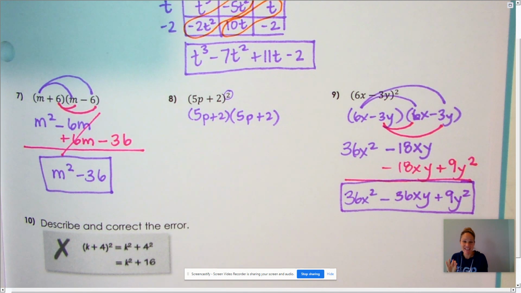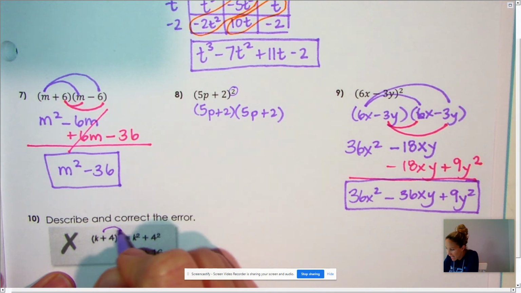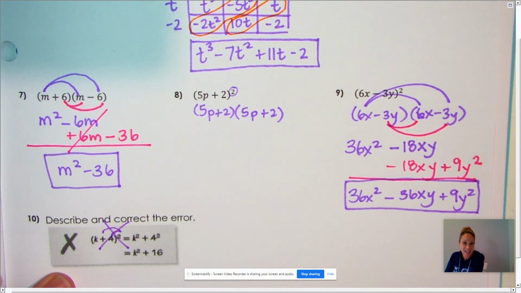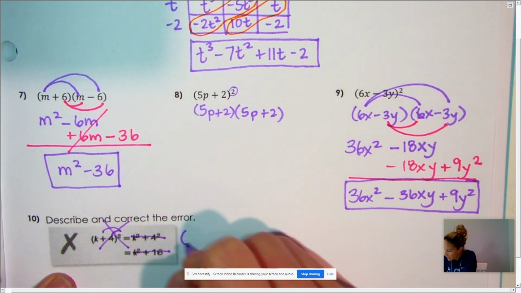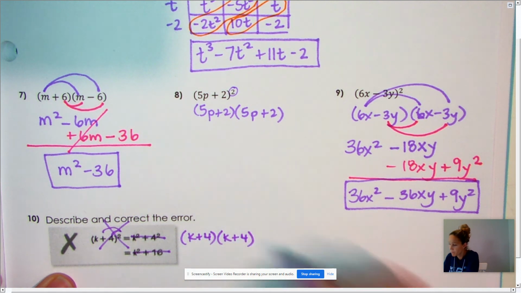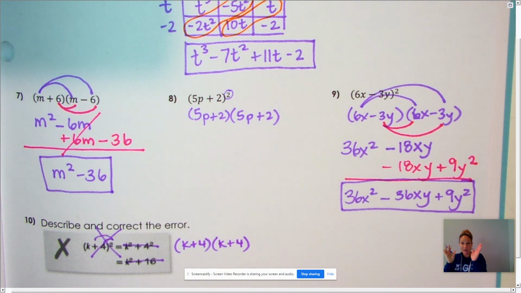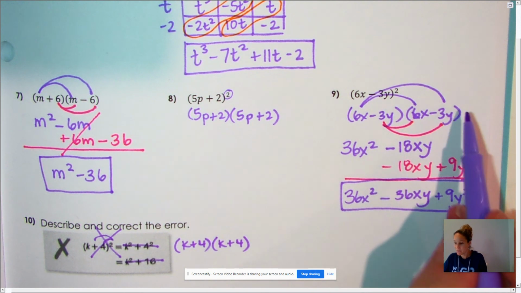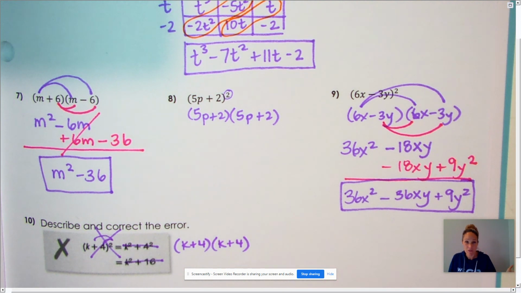Okay, number 10, just look at it really quickly, you guys, right away. What did they do? They did exactly what you cannot do. You cannot distribute the 2, okay? So instead of this, I want you guys to write out k plus 4 times by itself, which is k plus 4. And then distribute it. You can use the boxes, you could use FOIL, you could use the repeated distribution. So any one of the methods that you want to use, but you cannot just distribute the squared. That is not okay.